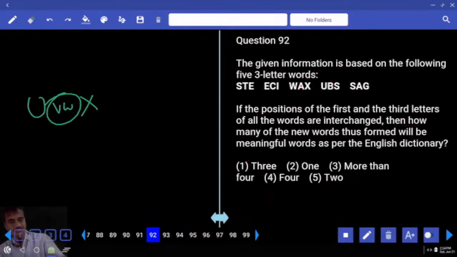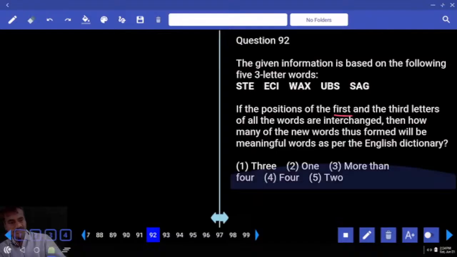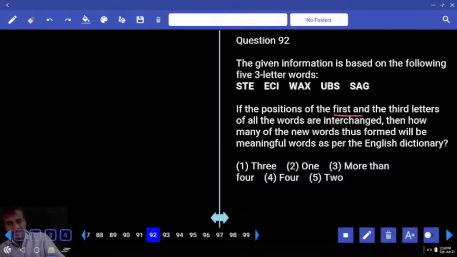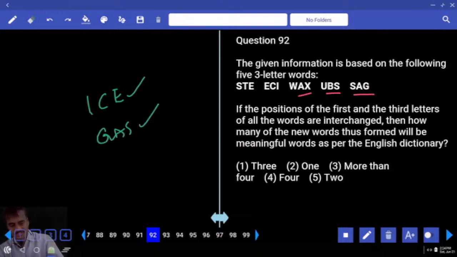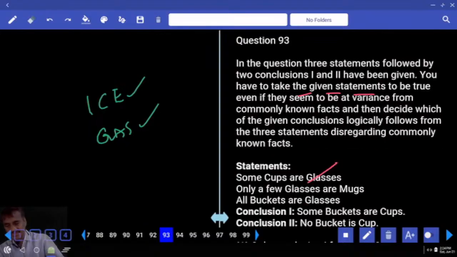Then 92. Now the positions of the first and the third are interchanged. The entire word is reversed. Then how many of the new words so formed will be meaningful? Now ICE, ICE, XAW, SAW, SAG. Now GAS, gas. How many words? 2. Now 2 is the choice for 92.